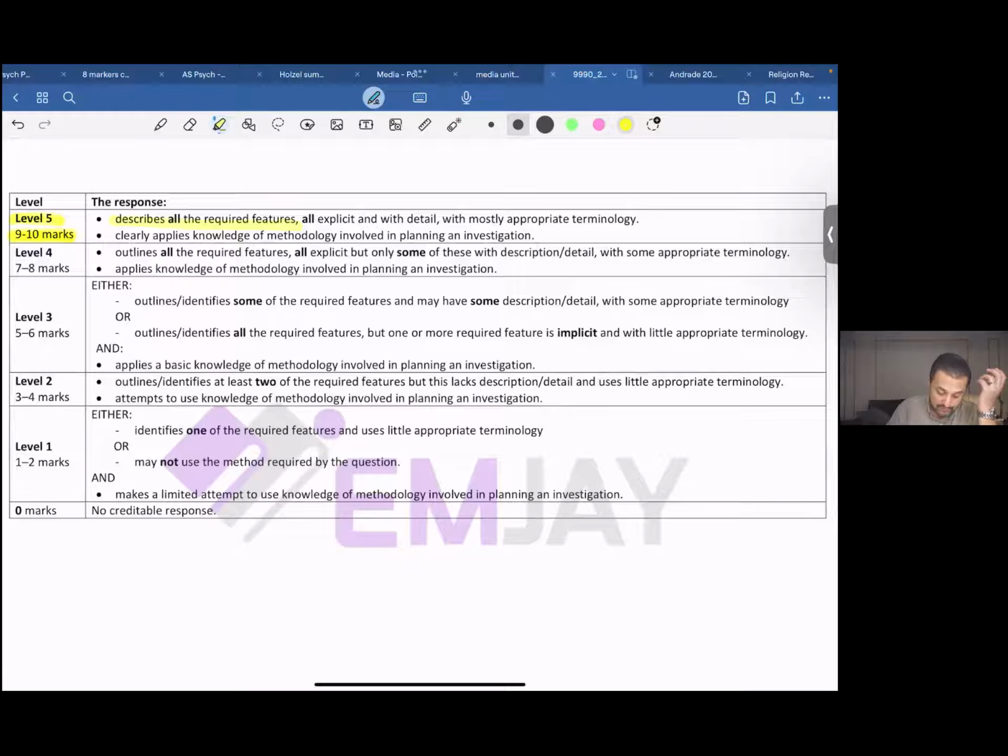Describe all the required features, number 1. So you might as well take a paper, list all of these down. So when you're writing an answer to practice, you know that you're not missing on anything. Number 2, all explicit with detail. So you're not missing on any features. They're all explicit and with a lot of detail, with mostly appropriate terminology. Clearly applies knowledge of methodology involved in planning and investigation. Now, there are others that you'd want to read as well.